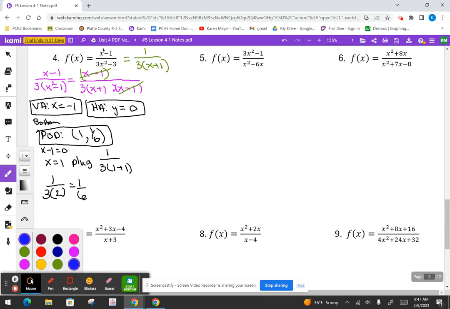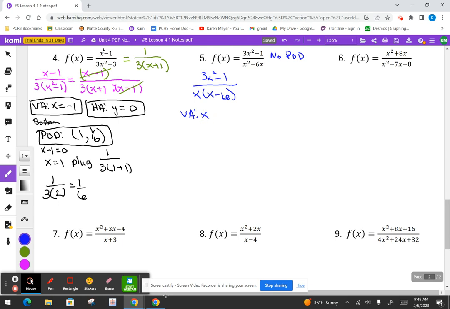3x squared minus 1 is not factorable. Can't do anything with that, so I'm going to leave that alone. On the bottom, I can take out a GCF. So if I take out a GCF, I get x parentheses x minus 6. Nothing cancels out, so there's no POD because nothing cancels out. Now I'm going to do my vertical asymptote. Now there are 2 x's on this one, so I'm going to go outside x equals 0, which is already solved. And then the inside one, if I switch negative 6, it becomes positive 6.